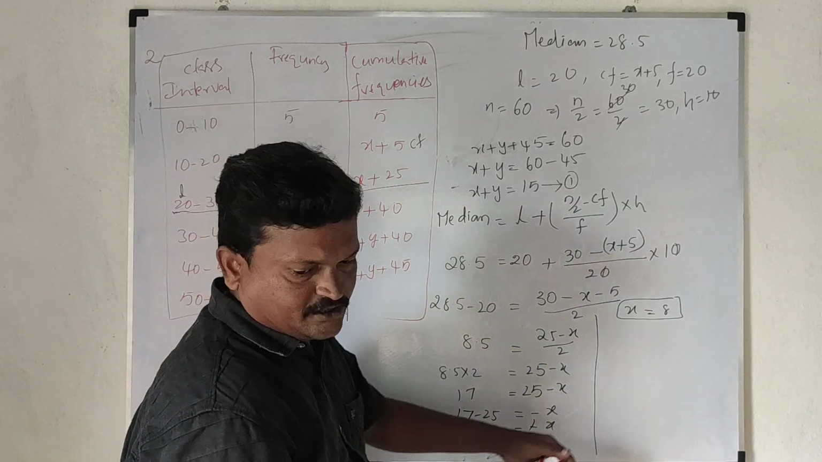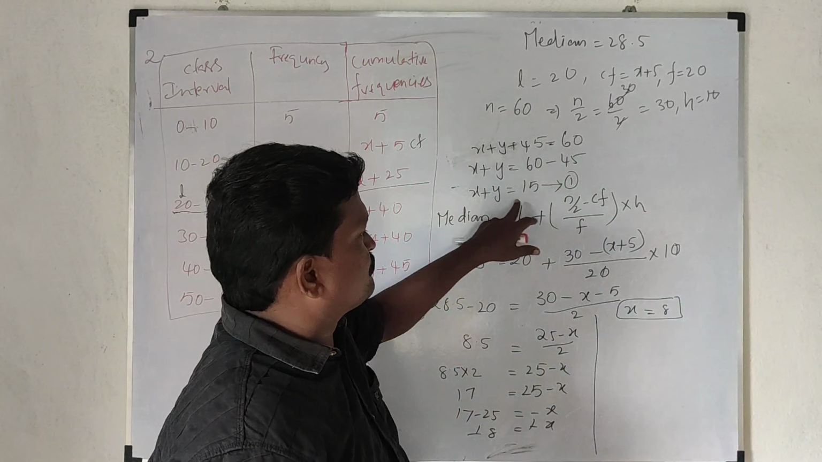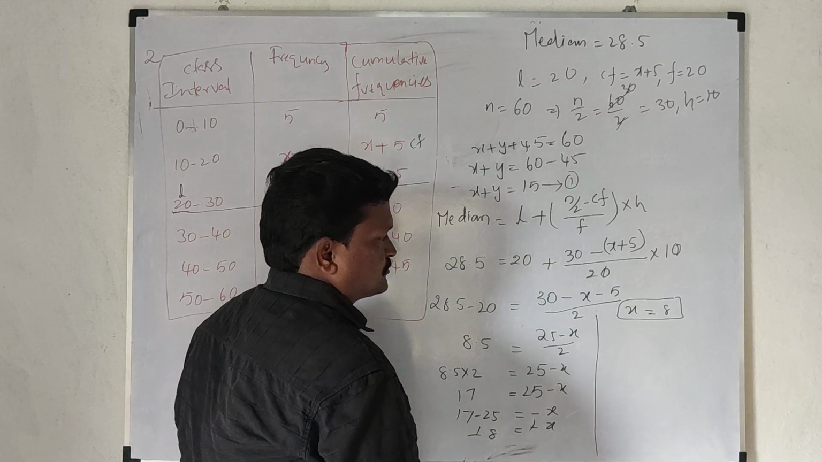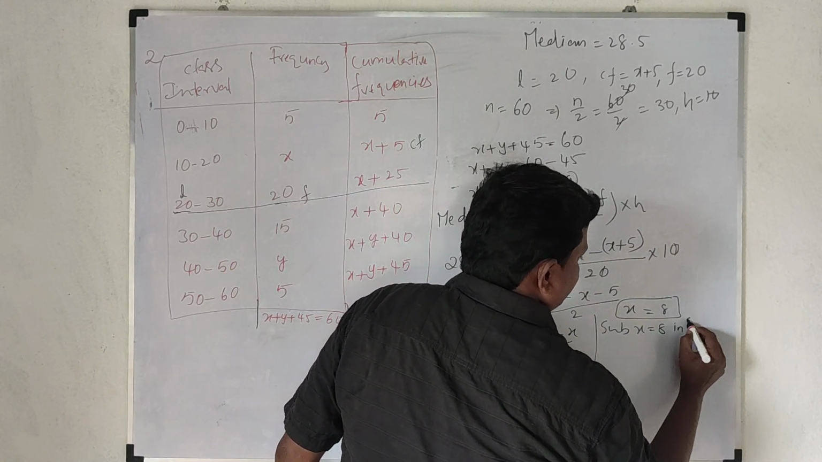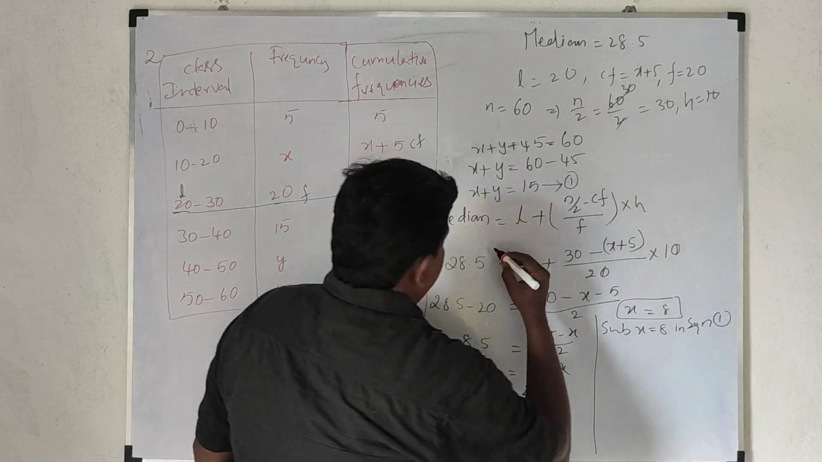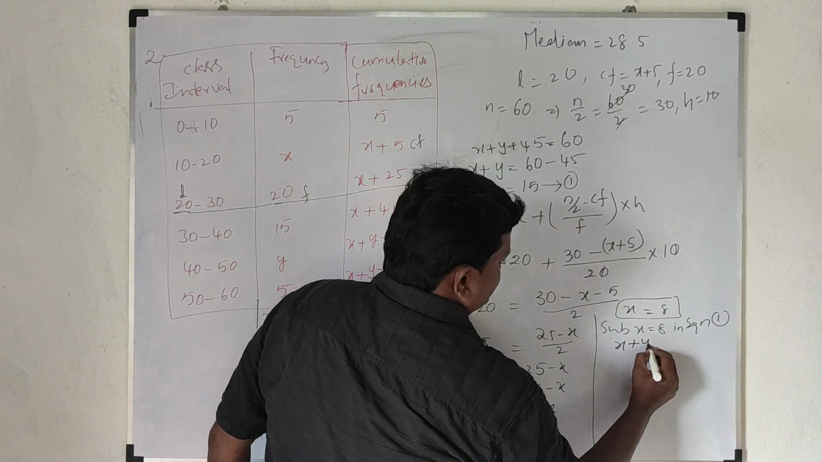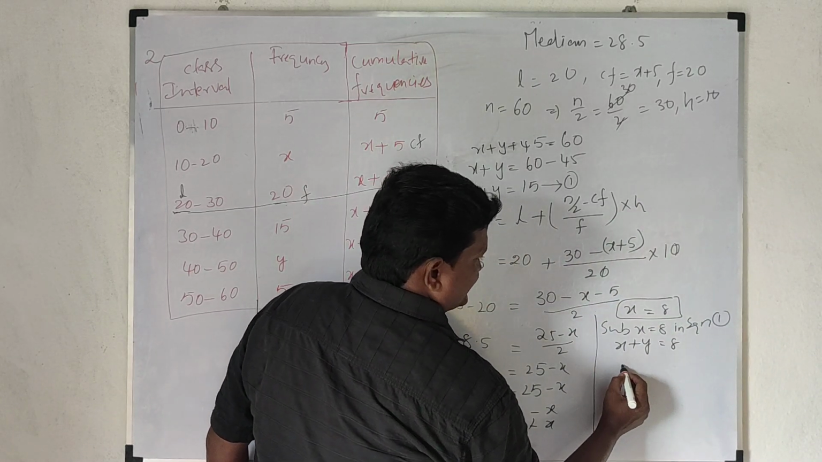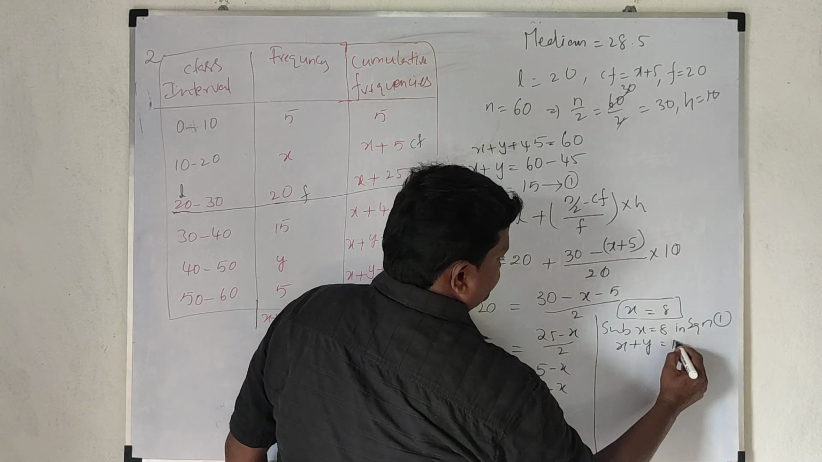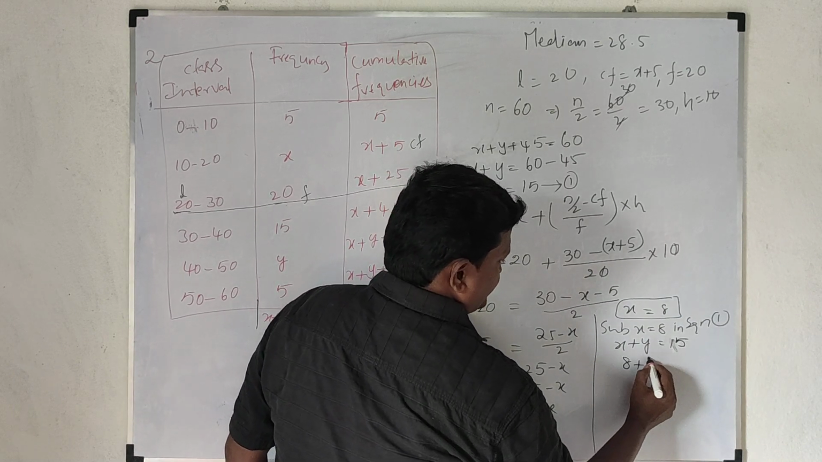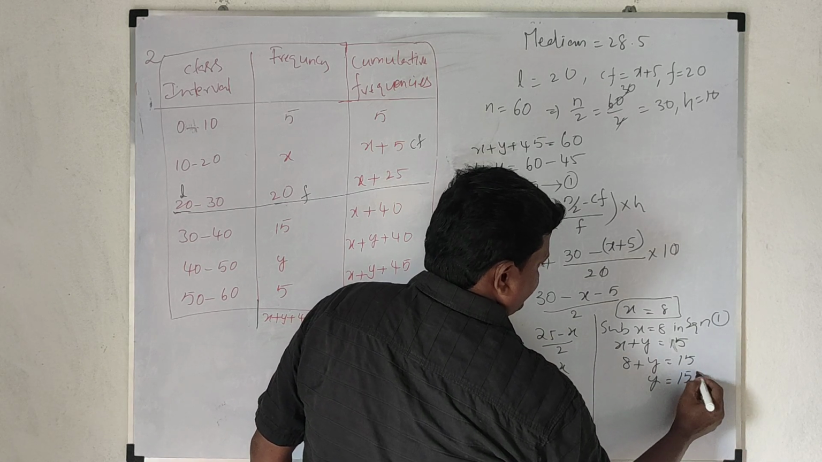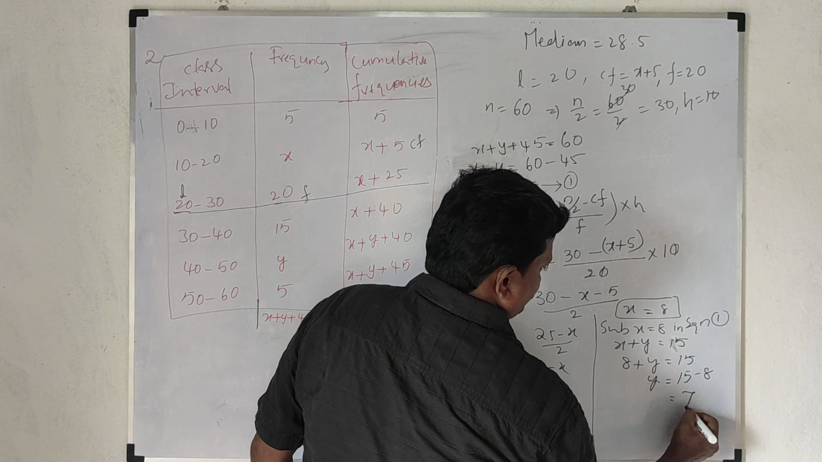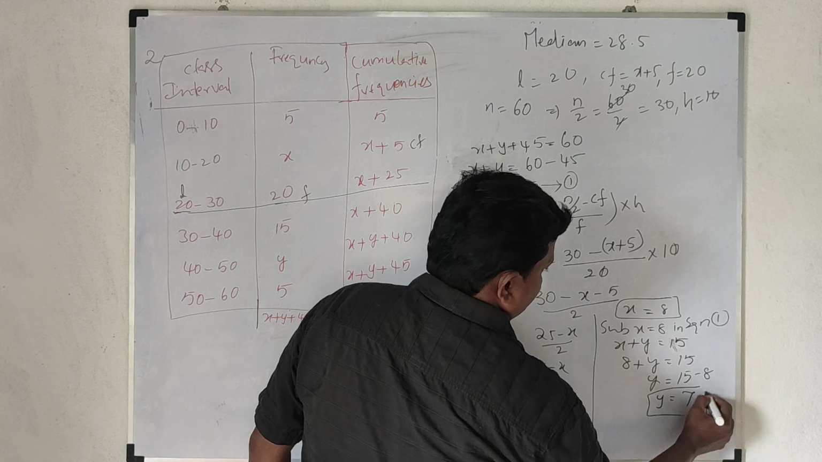Now substitute this x value in equation 1, and we will get the y value also. Substitute x is equal to 8 in equation 1. What is equation 1? x plus y is equal to 15. What is the x value? 8 plus y is equal to 15. Then y is equal to 15 minus 8, that is equal to 7. y is equal to 7.